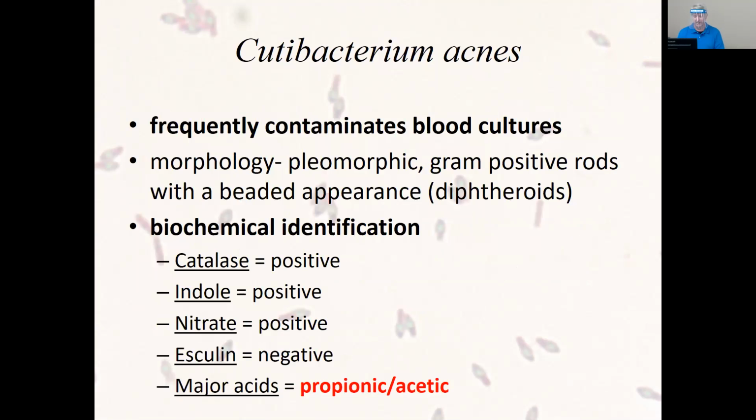It frequently contaminates our blood cultures. So if we get a gram-positive rod in our blood culture, it could be because we had a phlebotomist or a nurse or EMT or a doctor or a medical lab scientist that didn't know how to prep the arm before sticking for blood cultures, and we end up with a contaminant. Morphology, pleomorphic gram-positive rod with a beaded appearance. That comes up quite often, with beaded. You'll hear that.